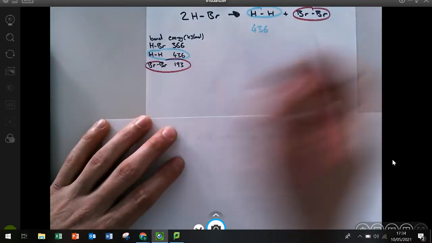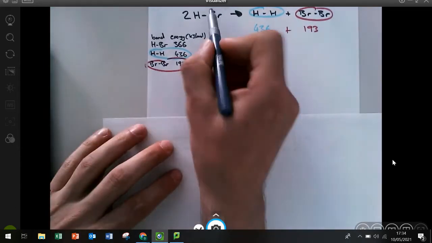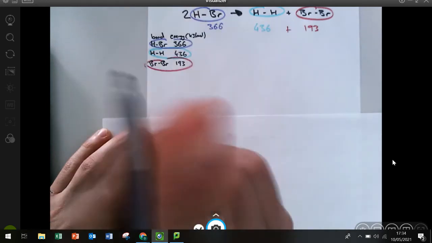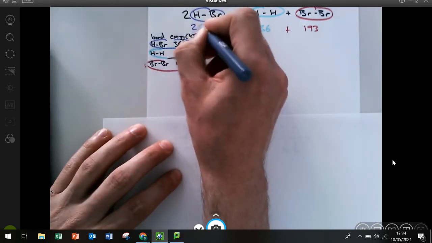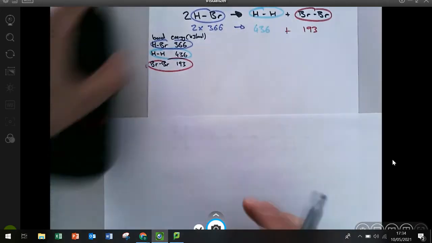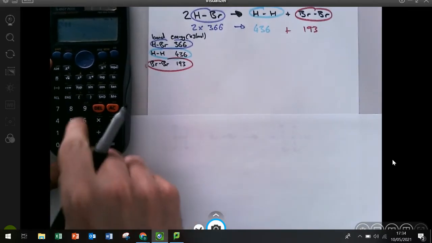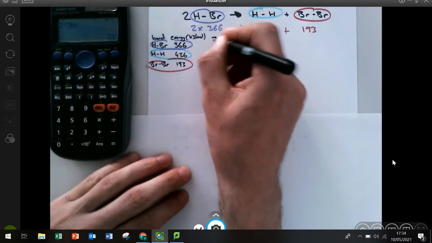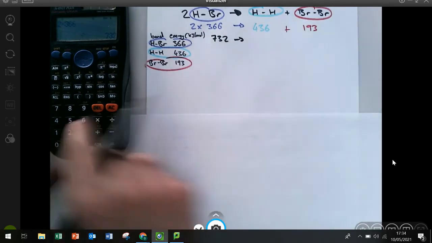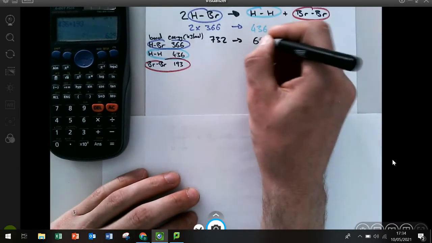Bromine, I've got 193. And then here I've got HBr, which is 366, but I've got a 2, so I'm going to do 2 times that. So let's now work out what I start with and what I end with. So 2 times 366 is 732, and that is going to go to 436 plus 193, which is 629.